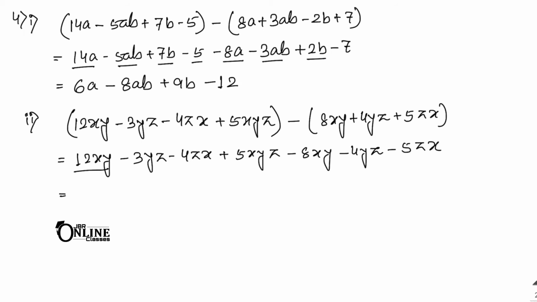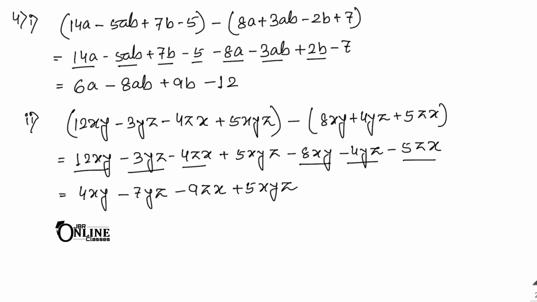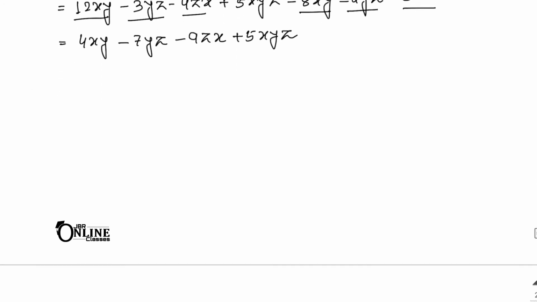So as here 12xy and here 8xy. So 8 minus 12, 4xy. Okay. Next, minus 3yz and here minus 4yz. So it will be minus 7yz. Then here minus 4zx minus 5zx. It will be minus 9zx. And the last one here 5xyz. So that is your final answer.